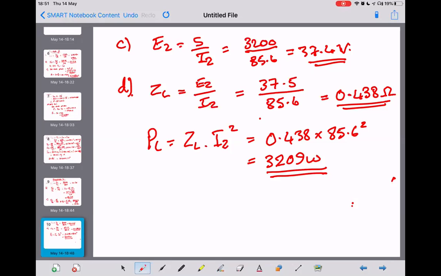Yep. And in this case, as VA as well, because we're ideal, remember, so we haven't got any of that tricky stuff to worry about in this question. The only thing here is that's 9 watts more than the total VA, but I suppose that's probably because of a rounding error somewhere.